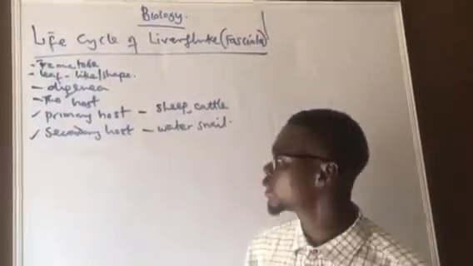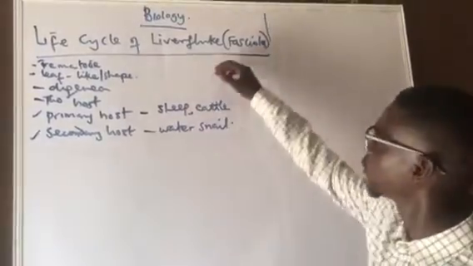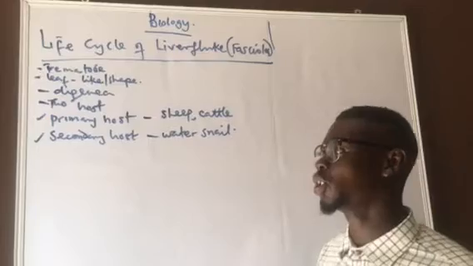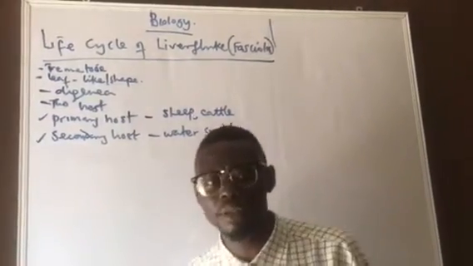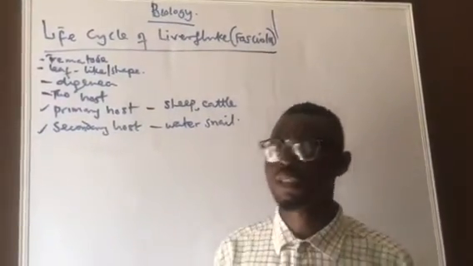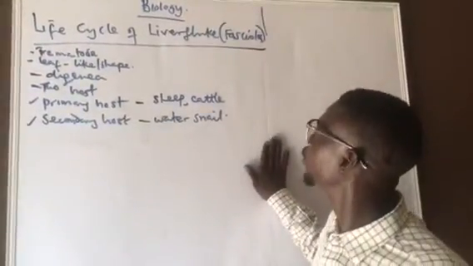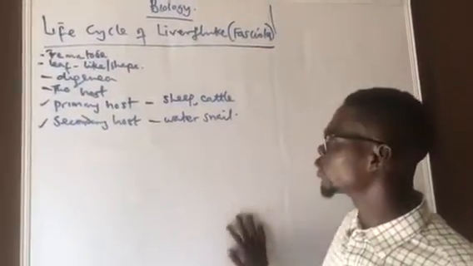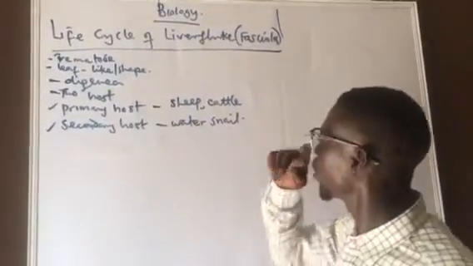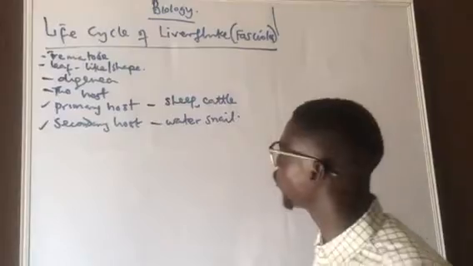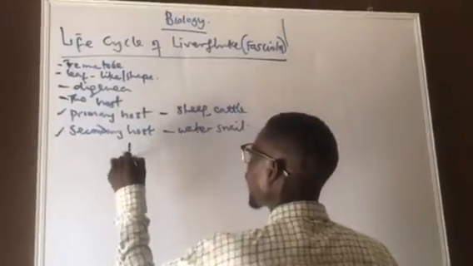It is a parasite. We all know that it is an endoparasite, and it has different stages: the egg stage, the larva stage, as well as the adult stage. So we are going to understand the life cycle of this organism. First of all, this organism is found in the liver. That's why we call it Liverflukes, in the liver of a farm animal.